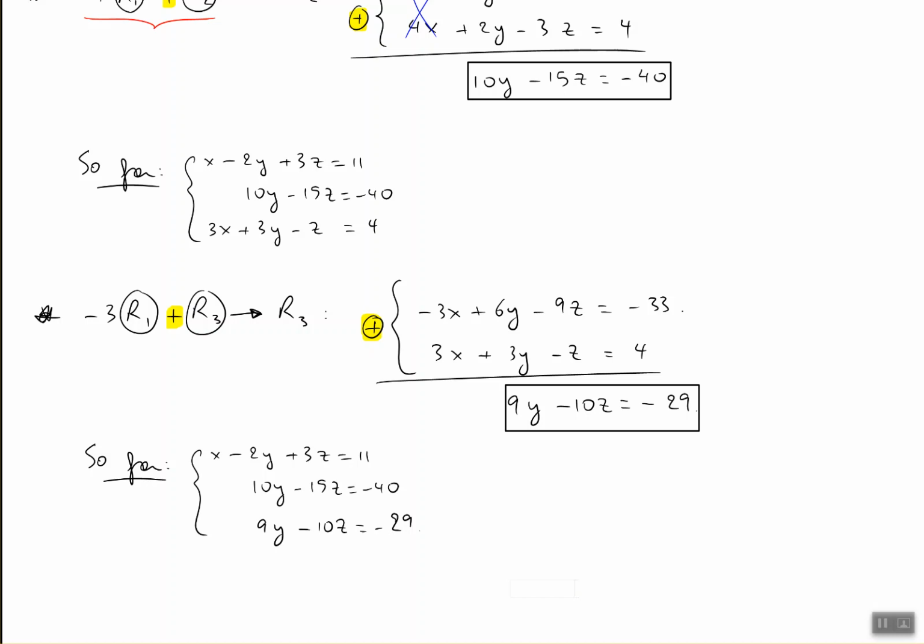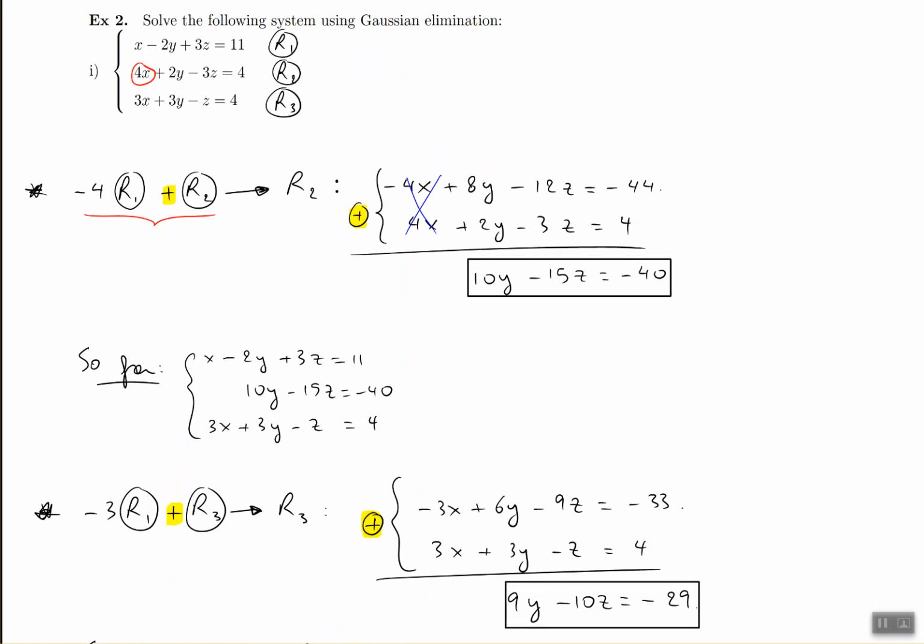So to recap, so far what have we done? We started with a problem that had 3 equations, and we decided the first step is to get rid of the 4x in the second equation. So we multiplied row 1 by -4, and we added it to row 2, and put the answer back in row 2. And we also decided that we would like to cancel out the 3x. So in order to do that, we multiplied the first equation by -3, we added the third equation, and we got our answer, and we put it back into row 3.